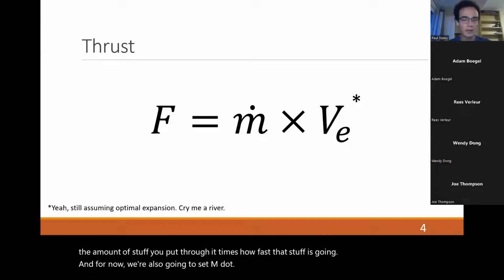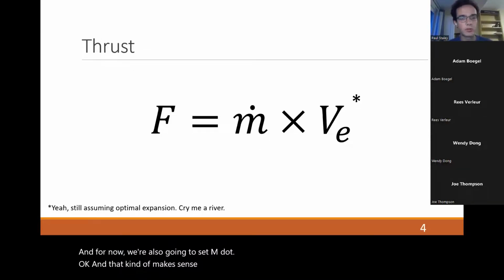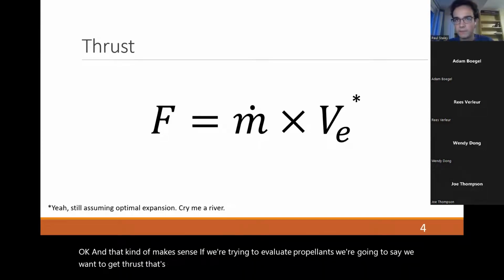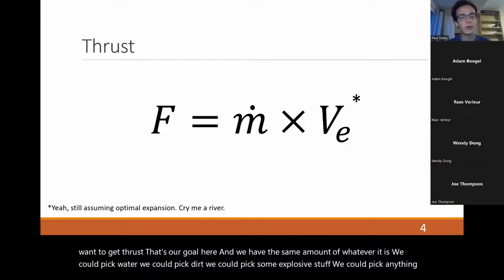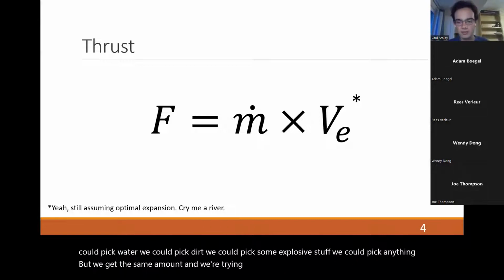Okay. And that kind of makes sense if we're trying to evaluate propellants. We're going to say, we want to get thrust. That's our goal here. And we have the same amount of whatever it is. We could pick water, we could pick dirt, we could pick some explosive stuff, we could pick anything, but we get the same amount and we're trying to maximize the velocity of it.